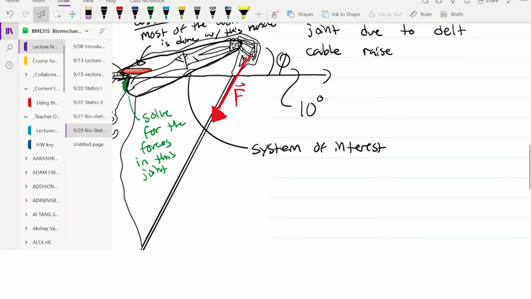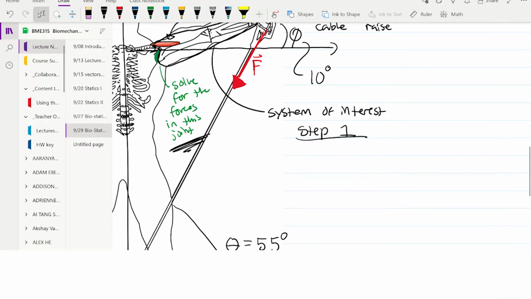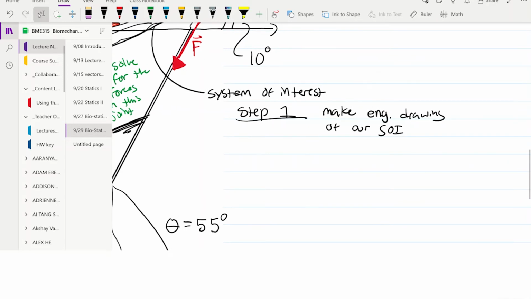Okay. So our first step, really, we'd like to make mechanical drawings or engineering drawings that describe this full system up to the thing we want to solve for. That's the reaction forces in the joints. So make an engineering drawing of our system of interest. Okay, so that's easy.